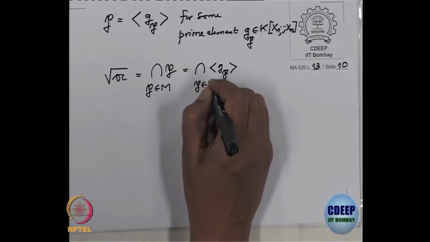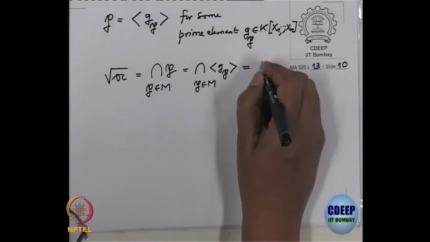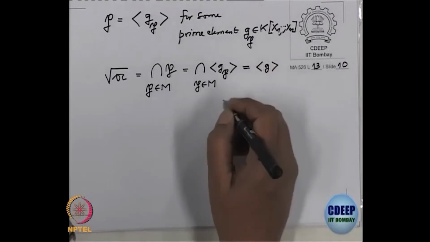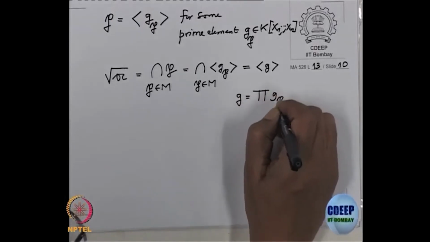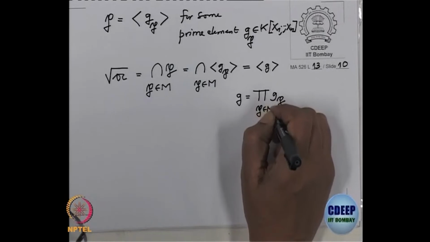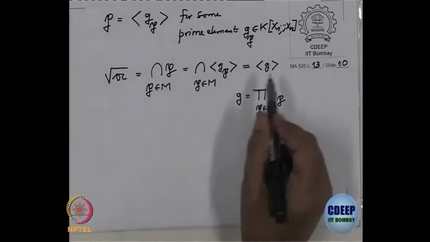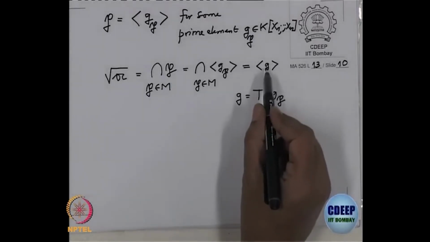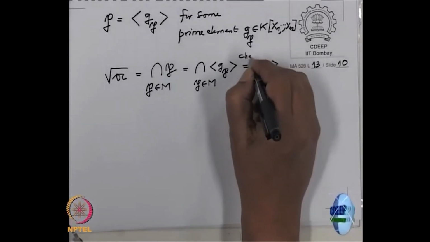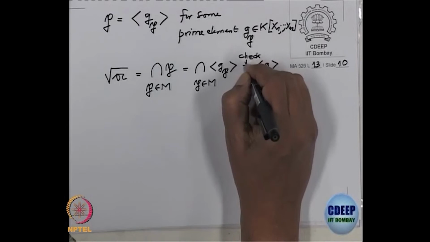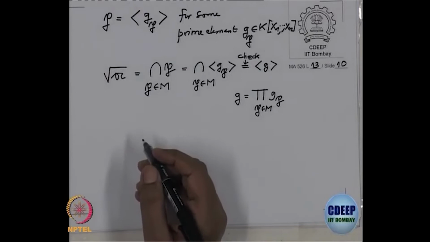This is a finite intersection and I claim that this is now generated by G, where G is the product of the GPs. This is a finite product. That is clear, because to prove that, you prove that G is here and each one of them is this. So just check this, I would just write here "check this", and you will have to use the fact that you are in a unique factorization domain. Okay, so that proves 3.